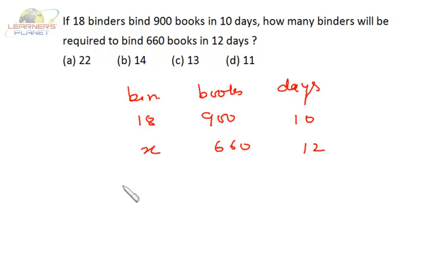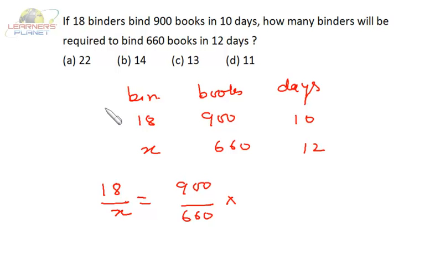Friends, we have already discussed we should put the unknown quantity on the left hand side. So it is 18 by X. Now we have to compare the number of binders with books. If more books are there, more binders will be required. That means these two terms are in direct variation. So if I'm writing here 18 by X, I'll be writing here 900 by 660.